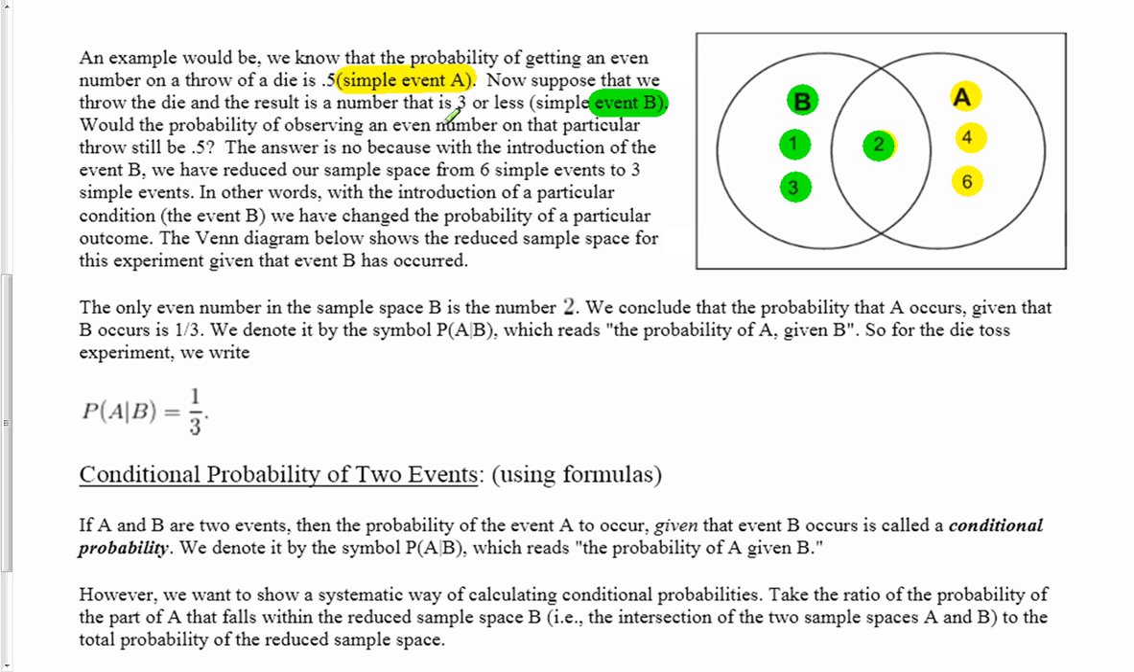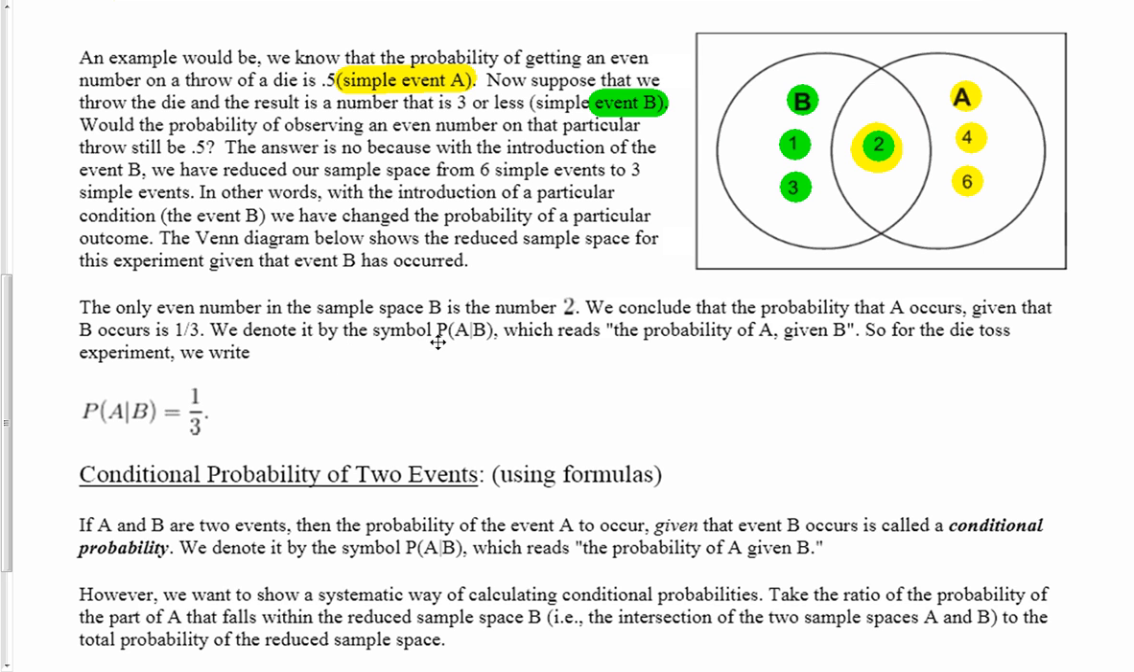Would the probability of observing an even number on that particular throw still be 0.5? Well, given that these are our only 3 options, the answer is no. There's actually only 3 options available, and this is one of them. So, in other words, with the introduction of a particular condition, the event B, we change the probability of a particular outcome. This graphic, called a Venn diagram, shows that we have a reduced sample space. We no longer have 6 options, we only have 3, given that event B occurred.